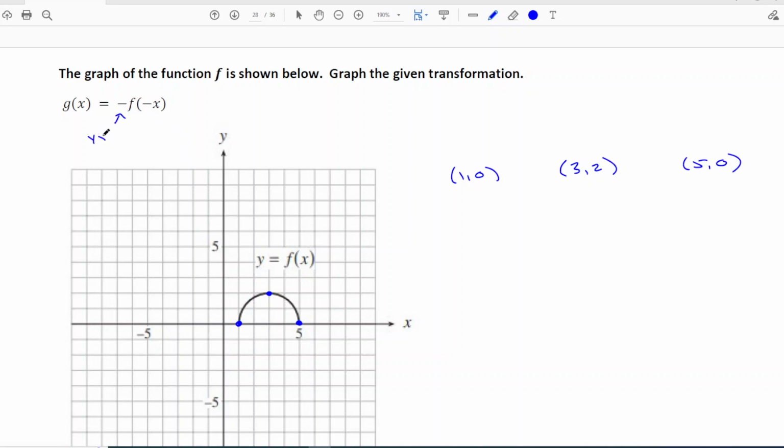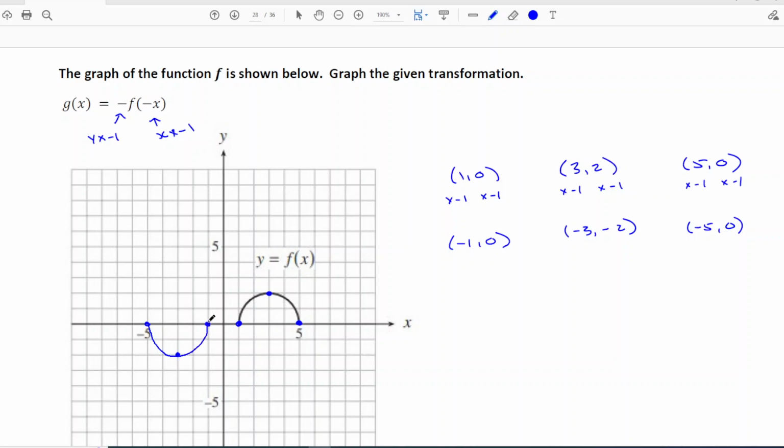This is going to make me multiply the y values by -1. And this is going to make me multiply the x values by -1. So this is going to be a reflection over the x and the y-axis. So multiply both values by -1. And I would get (-1, 0), (-3, -2), and (-5, 0). So my new graph is going to be over here: (-1, 0), (-3, -2), and (-5, 0).